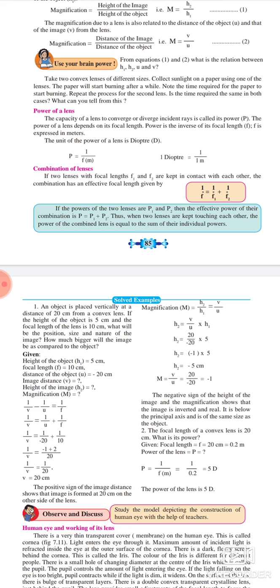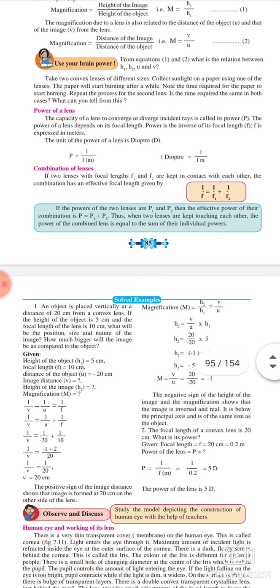Here we are taking 1 upon f1 plus 1 upon f2, but here we are taking P is equal to P1 plus P2. Thus, when two lenses are kept touching each other, the power of the combined lens is equal to the sum of their individual powers. Means, if two lenses are kept near each other and you have to find out the power of both the lenses, what you have to do? You have to do the addition, as we have told you, P is equal to P1 plus P2.